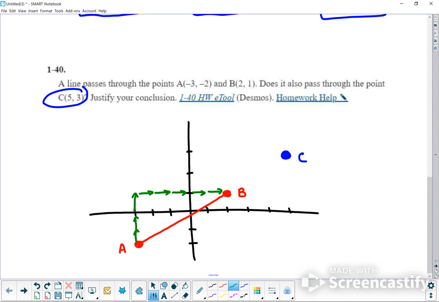So if I want to do the next one, it'll be up 3. So 1, 2, and it'll be all the way up 3 and over 5. So it'll be 1, 2, 3, 4, 5. So that's where the next point should be. But I mean, it could be in between as well. Okay.